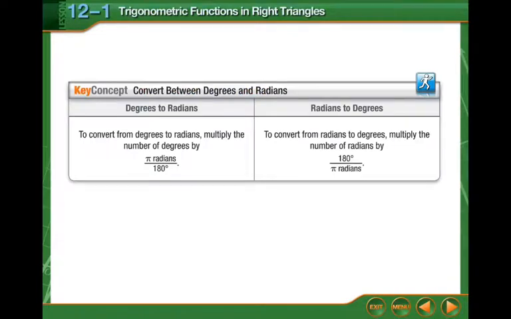So now we're going to take a look at that radians thing, right? Degrees and radians are two different measures for the same thing, angles. Just like feet and meters. They're just different units for the same kind of thing. Same thing you're measuring.